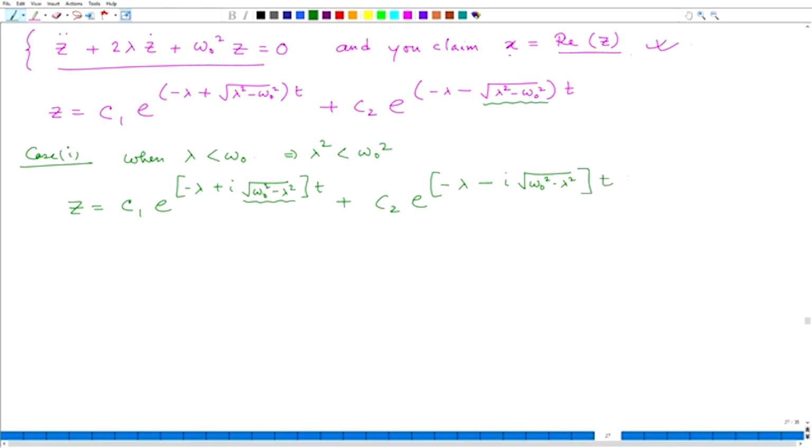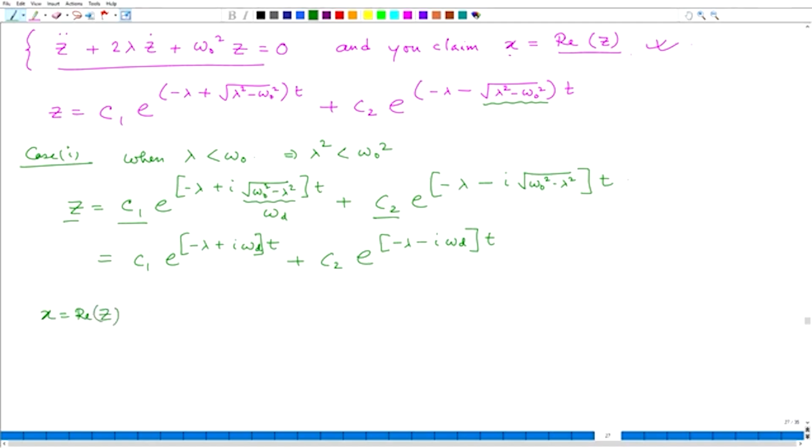Now, since z is complex, the constants can also be complex in general. And I can just call root over omega 0 square minus lambda square as omega d. I can write this as C1 e to the minus lambda plus I omega d t plus C2 e to the minus lambda minus I omega d t. Now, finally, x will be the real part of z.